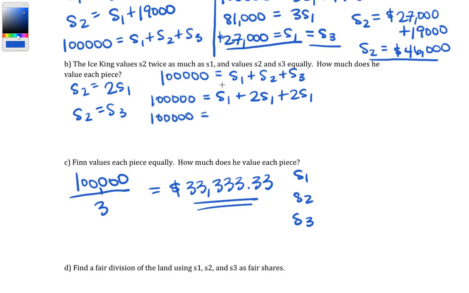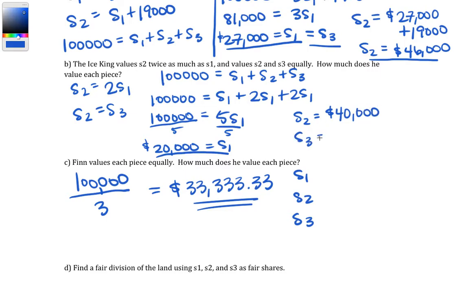All right, so now one of those S1 values and another 2 and another 2, well, that's 5 of them total. So S1 value times 5 is equal to 100,000. Let's divide that by 5. And we get 20,000. So S1 is worth 20,000. And then remember S2 is twice that. So that'll be 40,000. And S2 and S3 are the same.